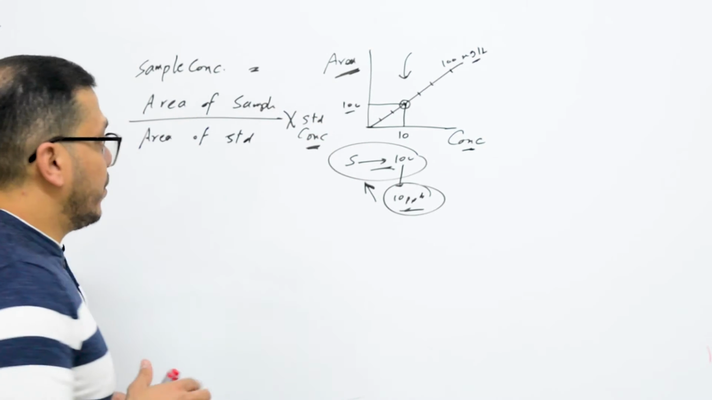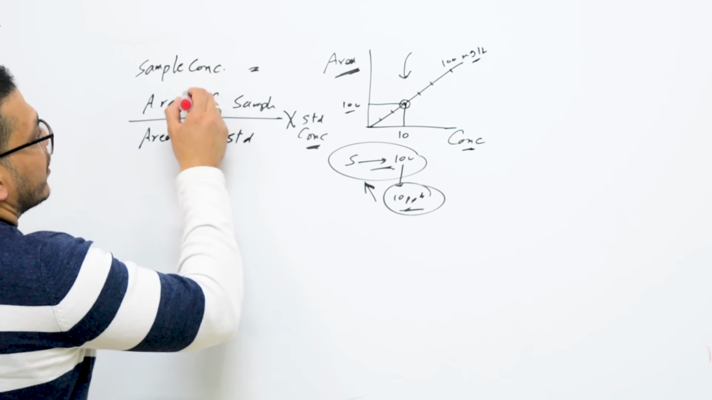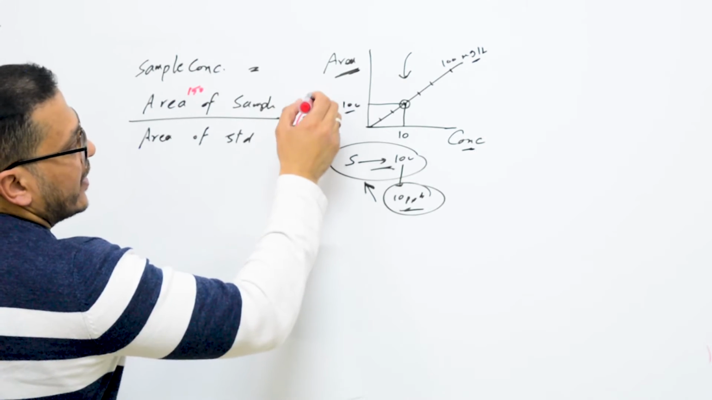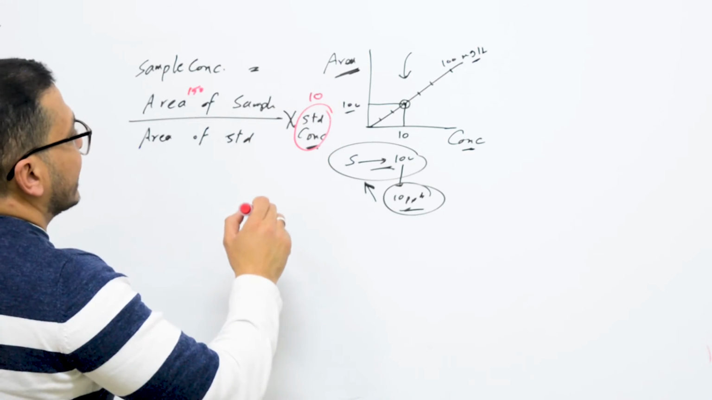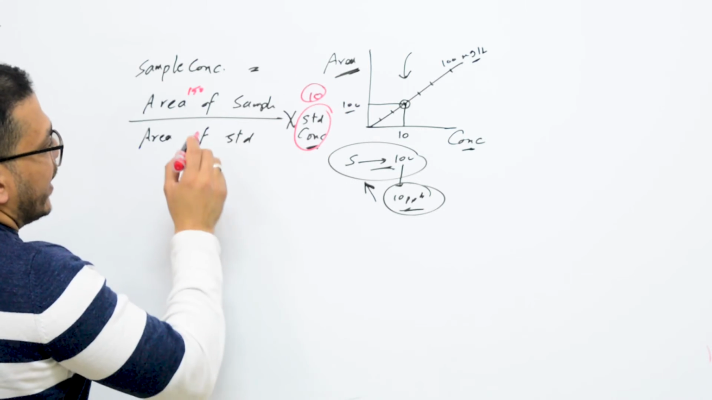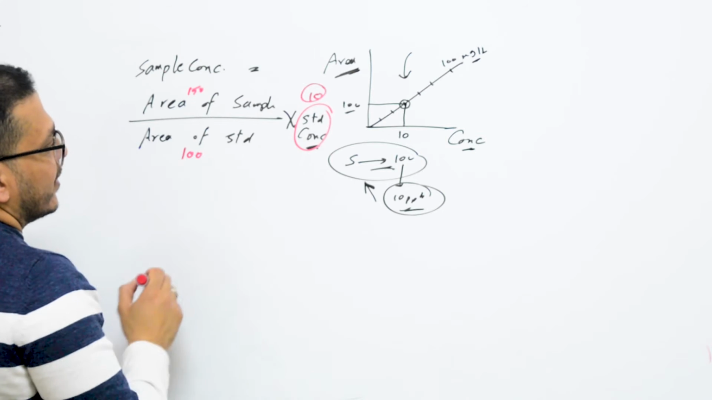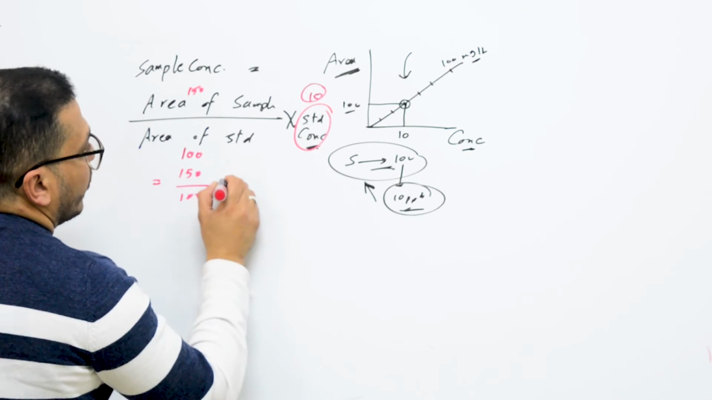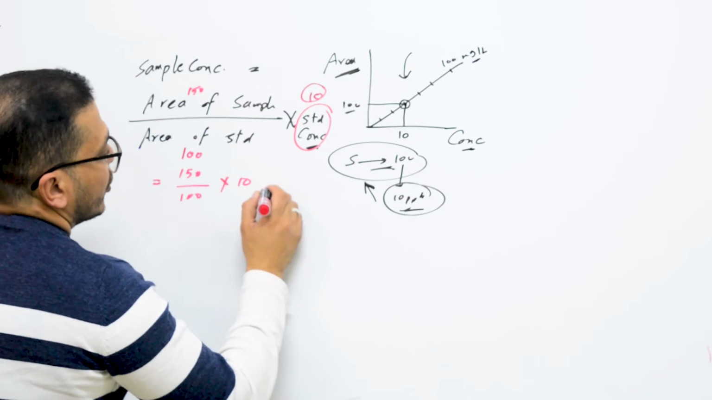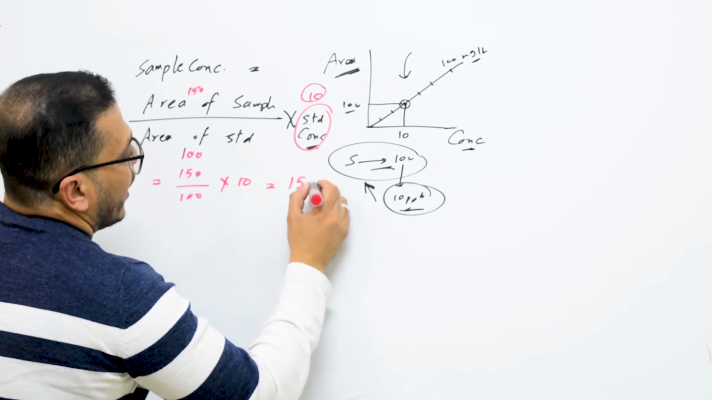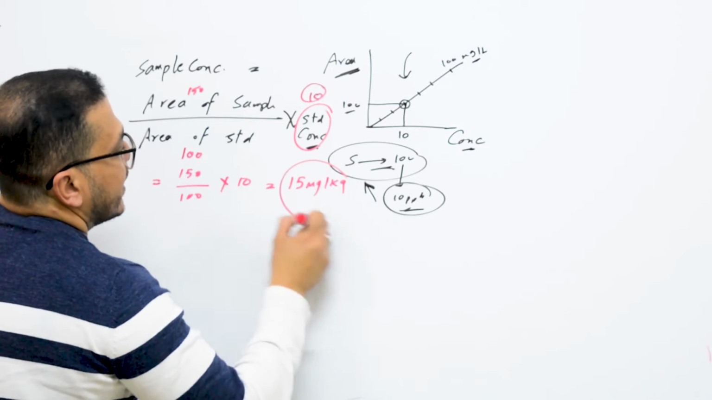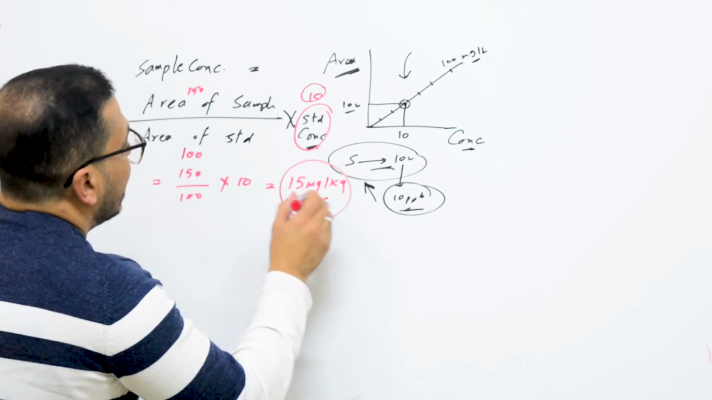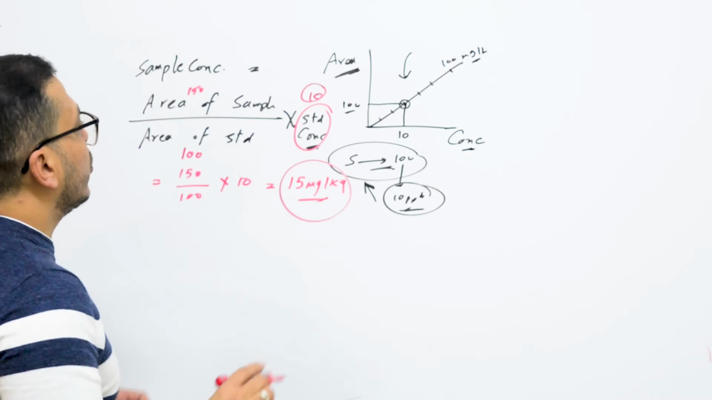So if, for example, the area of the sample is 150 and I use a standard concentration of 10 microgram per liter, and at this concentration the area was 100, then you have 150 divided by 100 multiplied by 10, which is equal to 15 microgram per kilogram. This is what the sample concentration should be. The target analyte in this sample should be 15 microgram per kilogram.